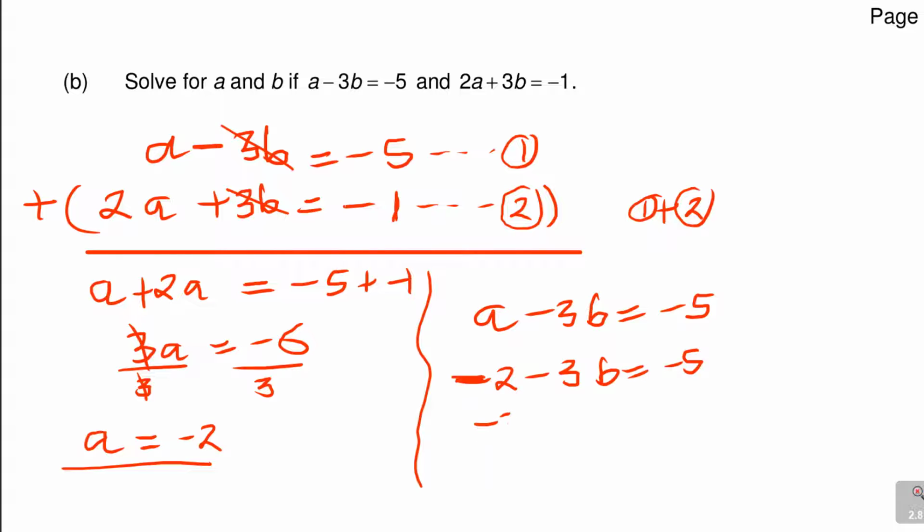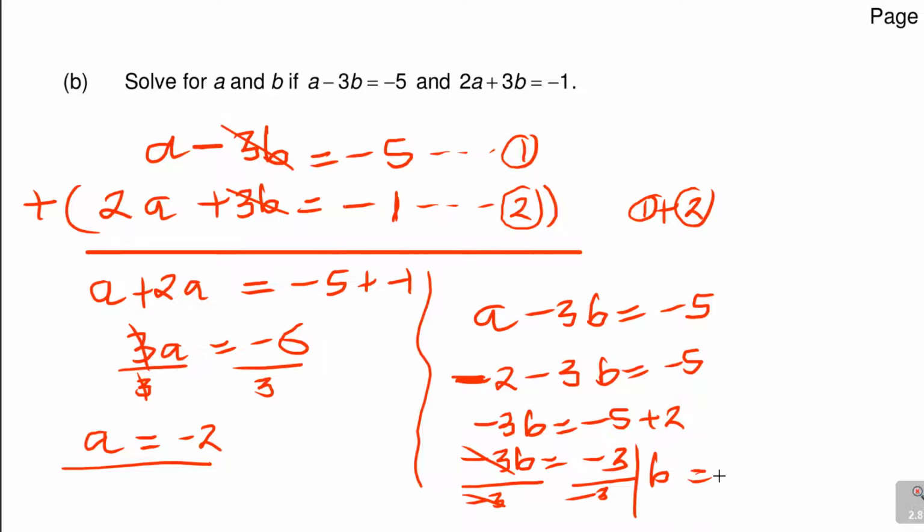So it's minus 3b is equal to minus 5. Negative 2 becomes positive 2. So minus 3b is equal to minus 3. You know, you divide by negative 3, you divide by negative 3. Then what is b? b is equal to 1.